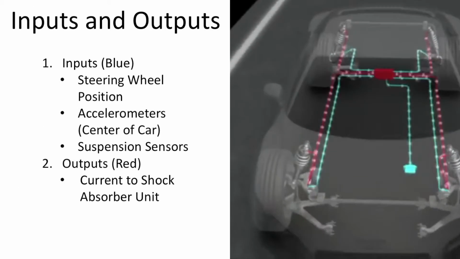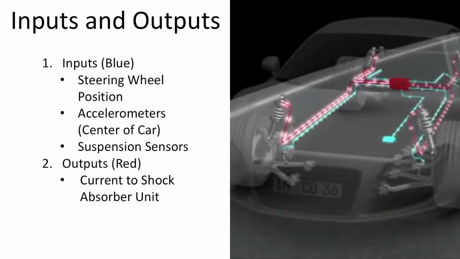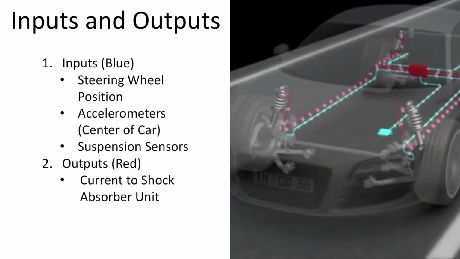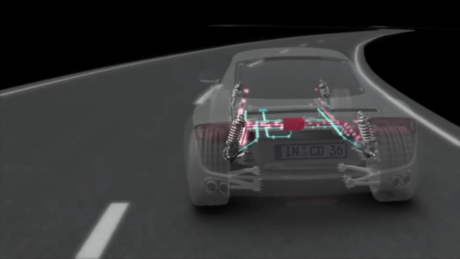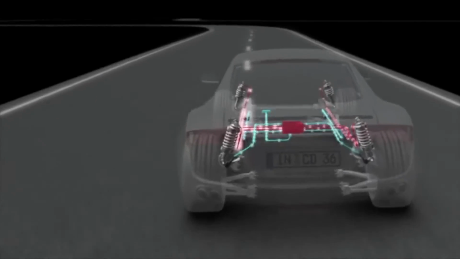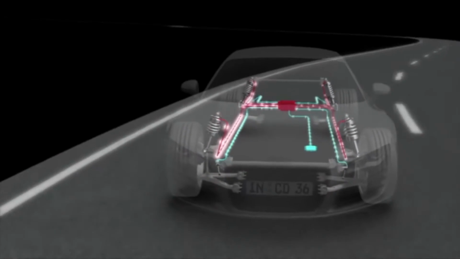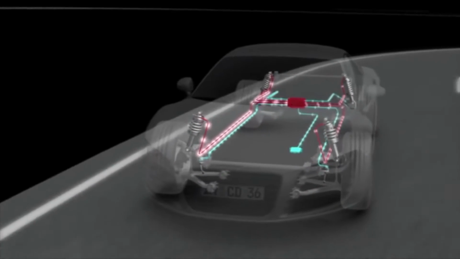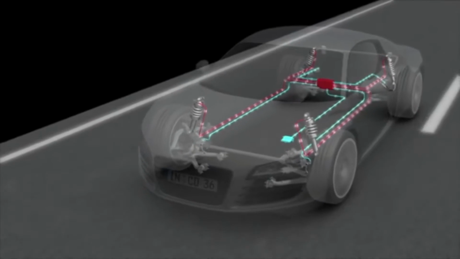These inputs include measuring steering wheel position, using accelerometers to measure body roll, and using a distance sensor to find displacement of the suspension from standard ride height. The system control unit then performs calculations and sends feedback in the form of variable currents to control the strength of the active damping system. The system is controlled continuously by taking hundreds of measurements every second and sending commands to the suspension assembly.